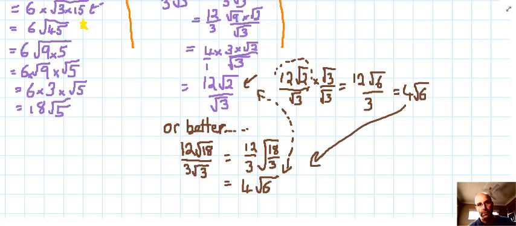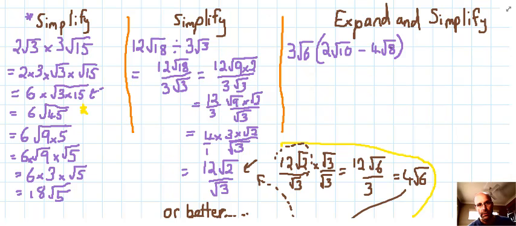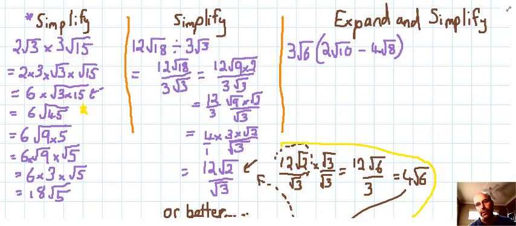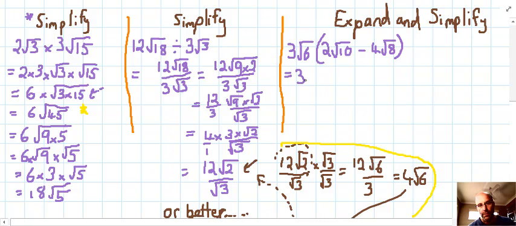Let's do the last one. We're going to use a distributive rule, so first the outside entity by the first, minus the outside entity by the second. So that means we've got 3 root 6 times 2 root 10 minus 3 root 6 times 4 root 8.